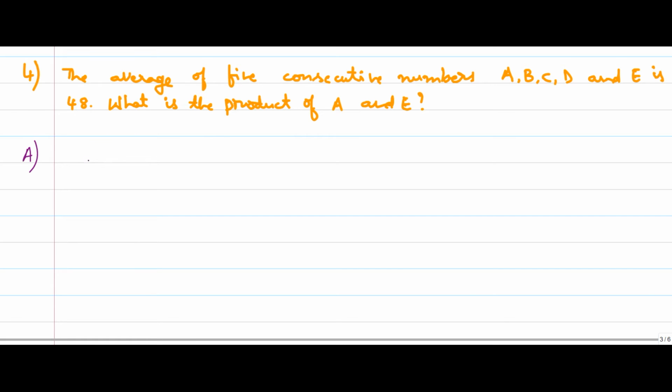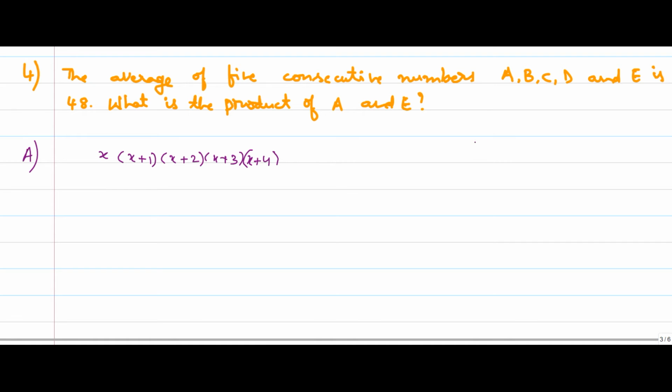Very simple question. So the average is equal to sum of the observations divided by number of observations. So here we have 5 things. They are consecutive numbers. So let me take the first number as x. Next number would be x plus 1. Next number would be x plus 2. Next number would be x plus 3. Next number would be x plus 4. That's all. They are 5 consecutive numbers. So these are the numbers.